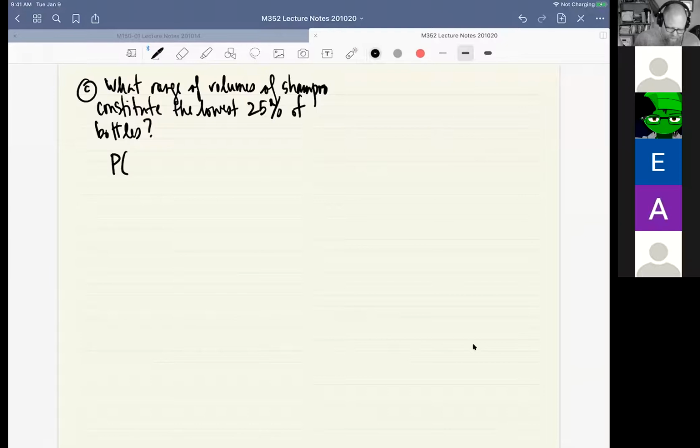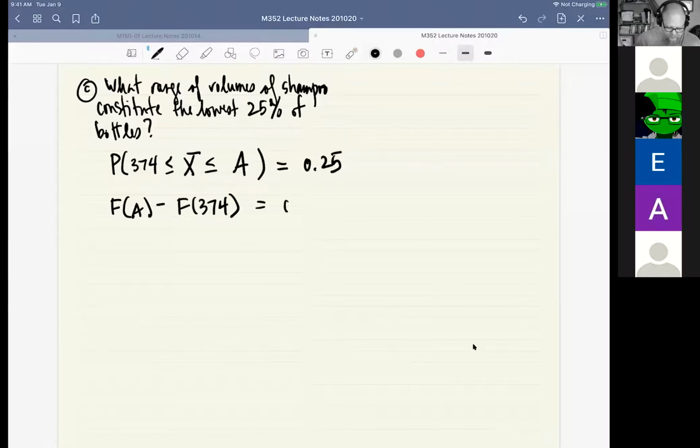So since I'm looking at a frequency, I want to know, here's the lowest volume that we'll see in a shampoo bottle filled. And I don't know what the highest volume is. So that's an unknown. I'm going to call that A. But what I do know is I want 25% of all the bottles to fall within this range. And the question is, what is the range? So here I can use the cumulative distribution function, and I can say the left-hand side here is F of A, whatever that is, minus F of 374. And that should be 0.25.